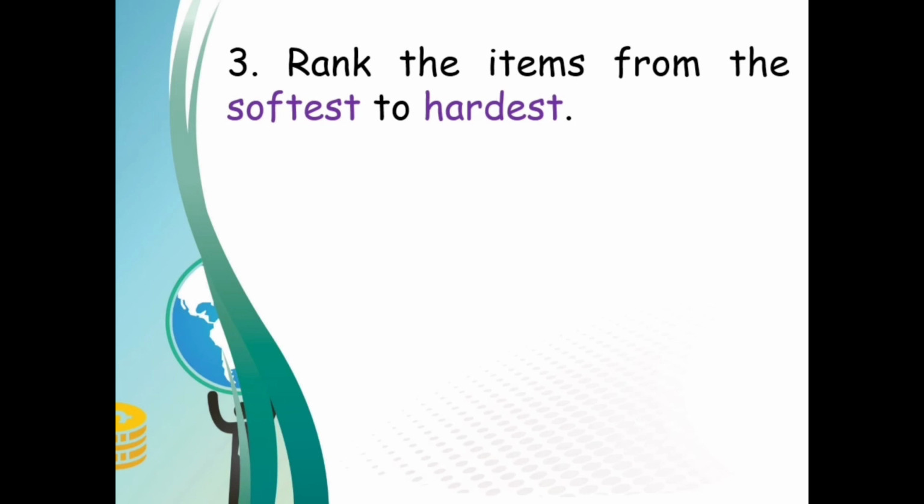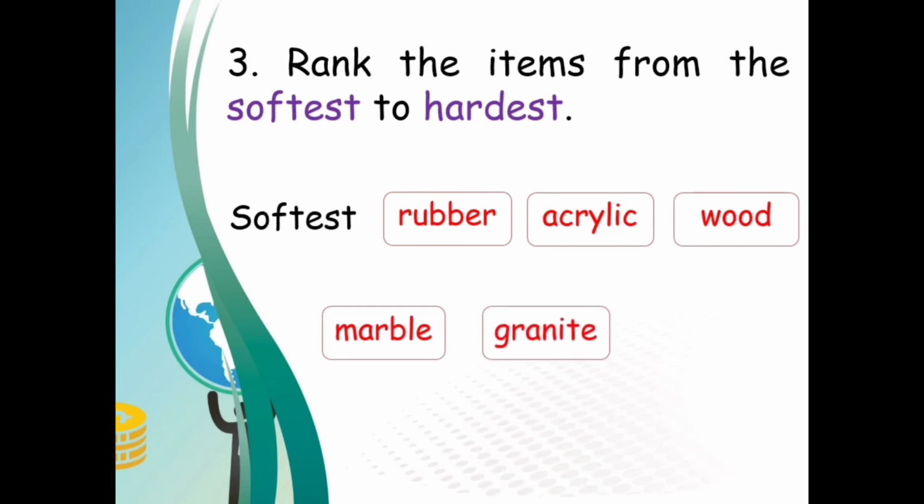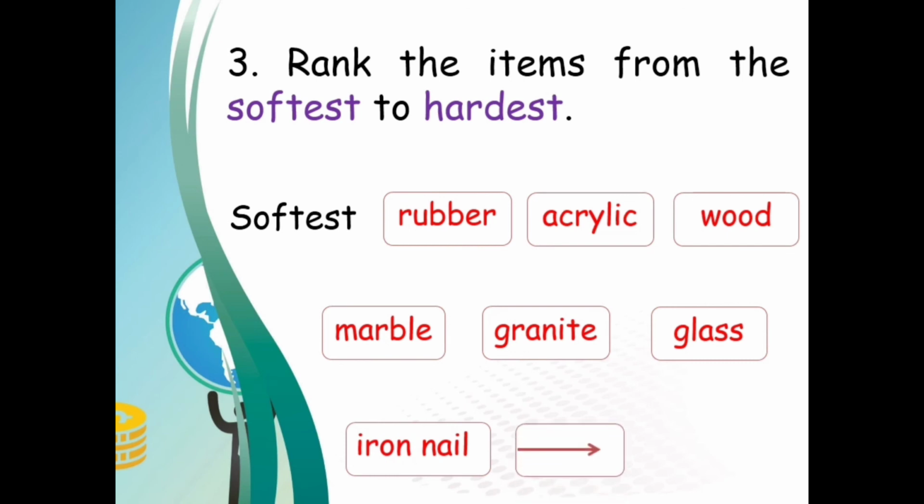Third step, rank the items from the softest to hardest. Softest, rubber. Next to rubber is the acrylic. Wood, marble, granite, glass, and iron nail. So iron nail is the hardest. Please open your book to page number 12 and answer the questions.